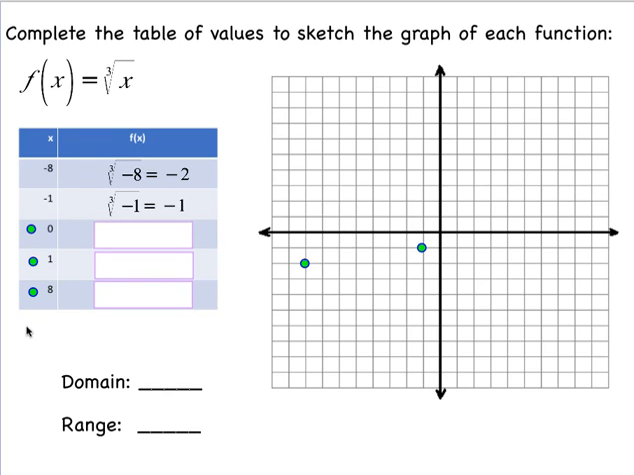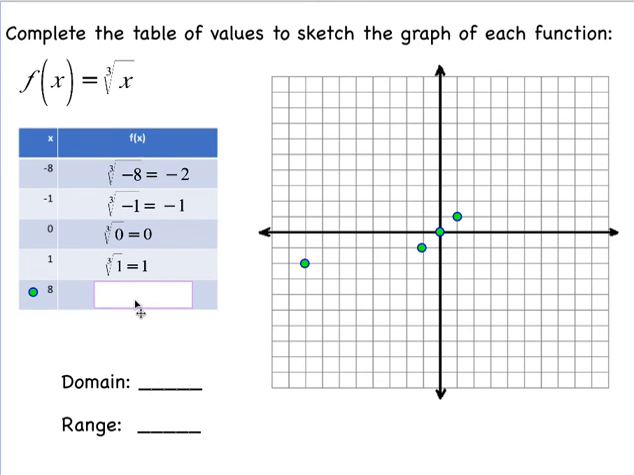How about the cube root of 0? Well, that's an easy one. 0 times 0 times 0 will give me 0. So this point is going to be right here at my origin. How about the cube root of 1? 1 times 1 times 1 gives me 1. So when x is 1, y will also be 1.